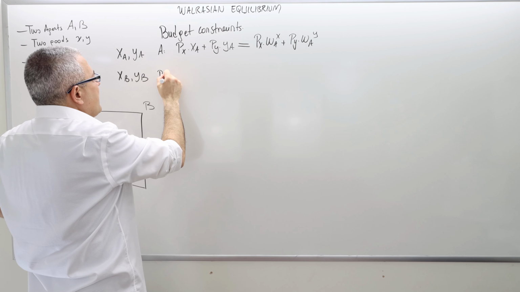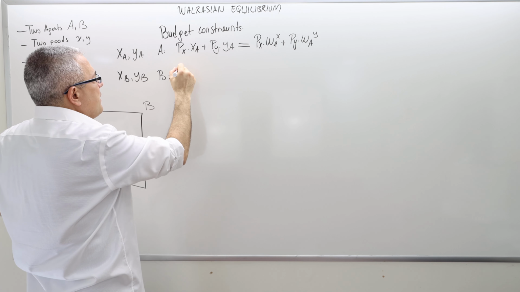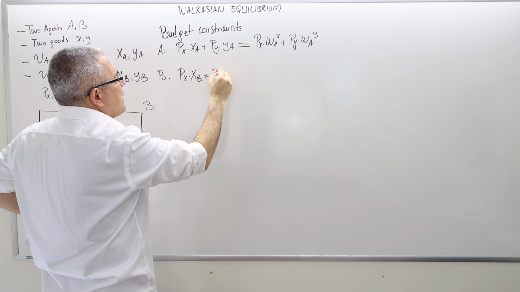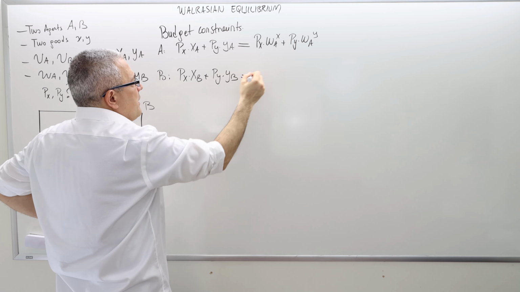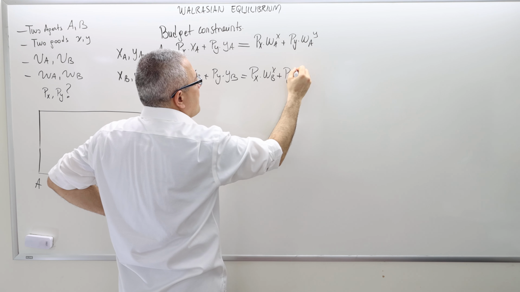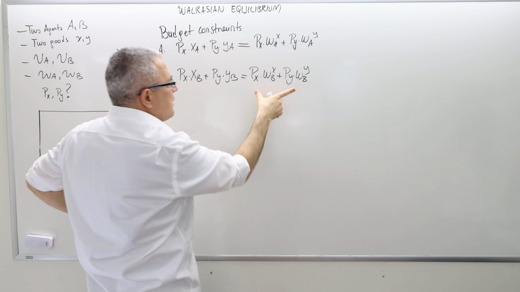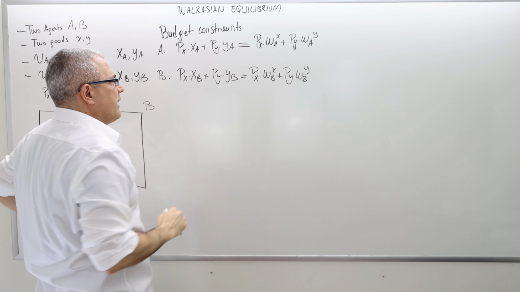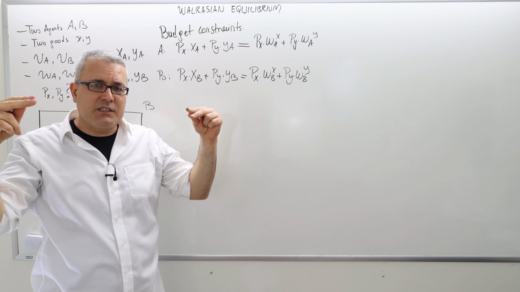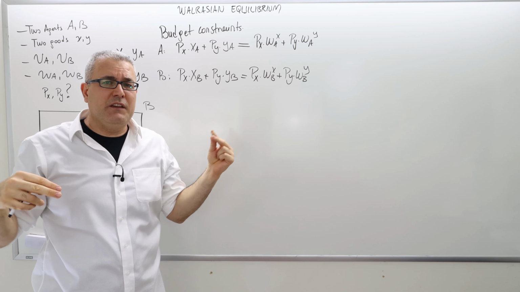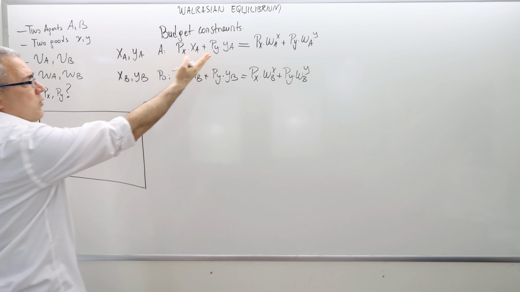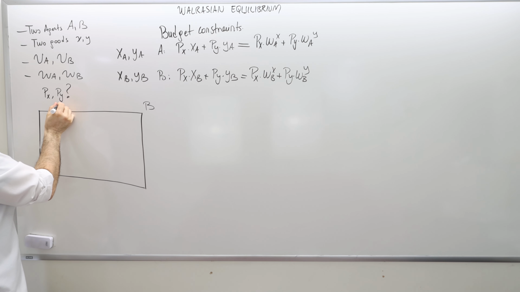Well, symmetrically, agent B's budget constraint is going to be PX times XB plus PY times YB. It has to be equal to PX times WBX plus PY times WBY. All right, so this is her income and this is her expenditure. And both agents are facing the same prices. So the two different agents are not receiving two different prices. All right. Okay, so those are going to give us one constraint.